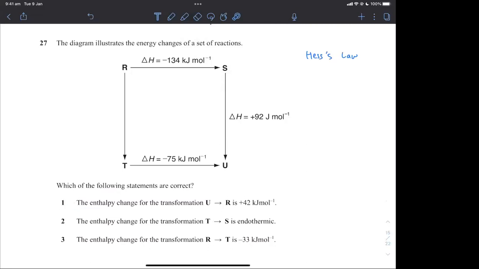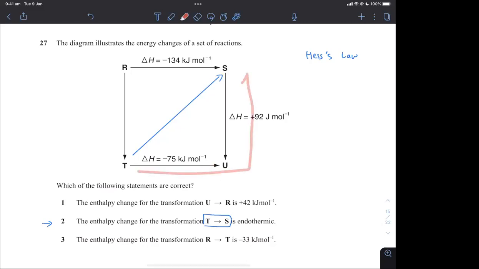So be very careful. I'm going to check number 2 first because there's logic in the series of options. You want T to S. You start from T and then you want to go to S. So I draw an arrow, T to S. I see that I don't have a value there. I have a value there. So this route is not going to be helpful to me. Perhaps I should go through this way, and then that way.